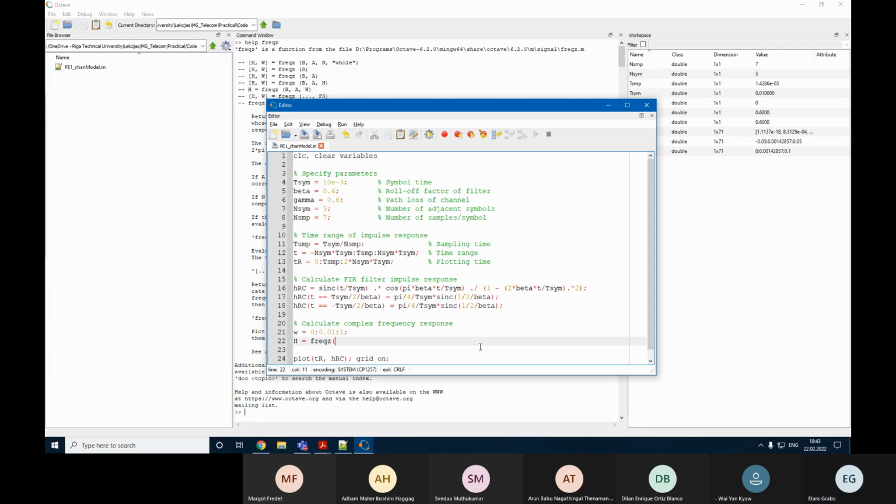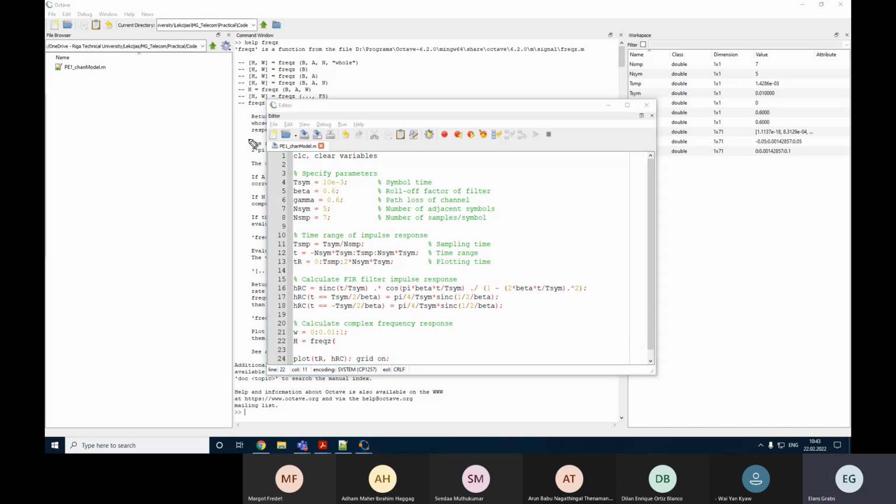Now, for our FIR filter, all the A coefficients are like this: 1 and then 0, 0, 0, 0, 0, 0. So basically it's the same as 1.